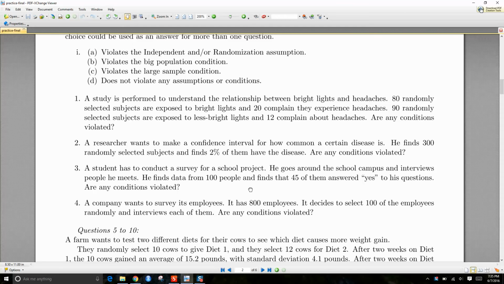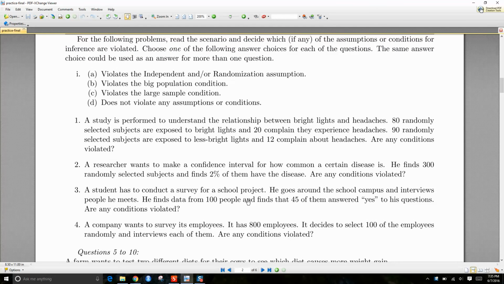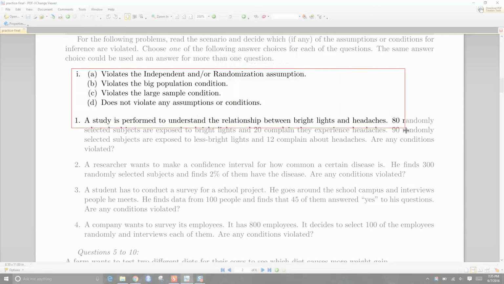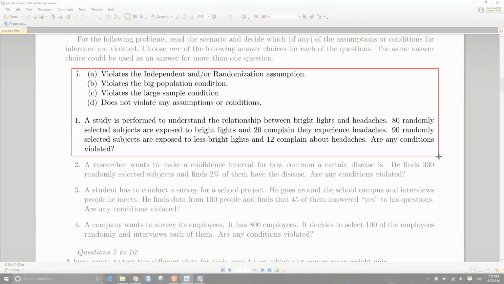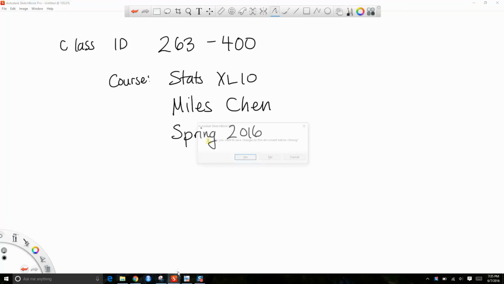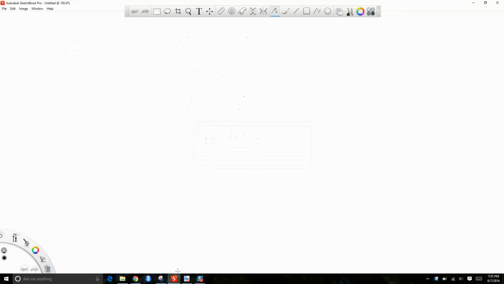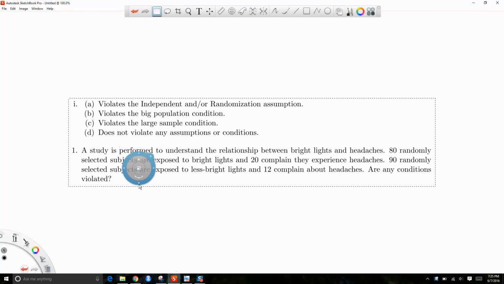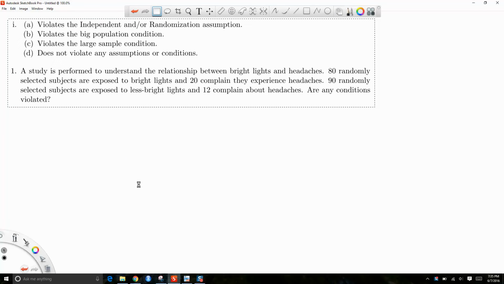Okay, so we'll begin with these questions on whether any of these conditions for the central limit theorem have been met or violated. This is the practice final, right? So this was your homework this past week. I'm just going to work through the practice final today.